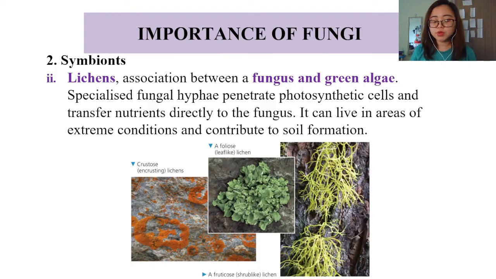Another symbiosis that we can see between fungi and other organisms is in lichen. Lichen is association between a fungus and green algae. Specialized fungal hyphae will penetrate photosynthetic cells and transfer nutrients directly to the fungus. And this lichen can live in areas of extreme conditions and contribute to soil formation. Kalau kamu pernah nampak benda ini di alam sekitar, mungkin sebelum ni kamu tidak tahu, sekarang kamu tahu itu adalah lichen. If you're walking around, maybe have a look. Is what you're seeing just normal kulat or is it a lichen?